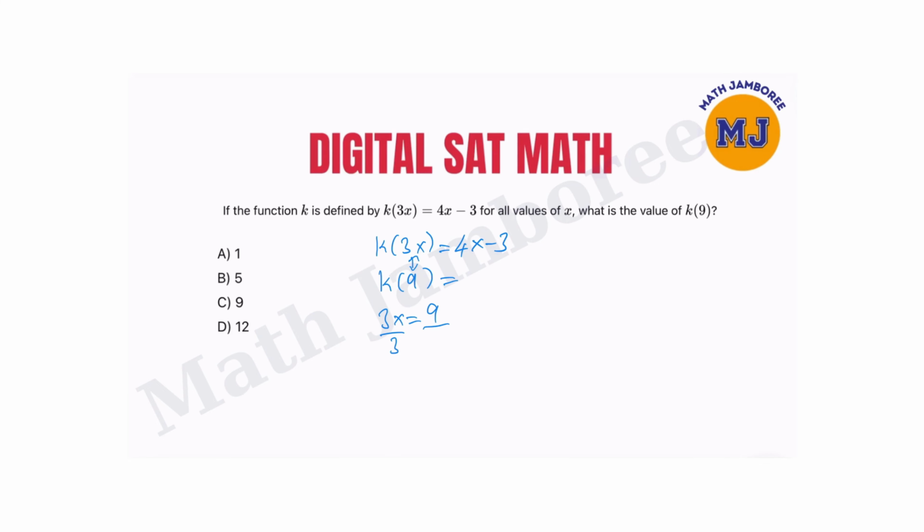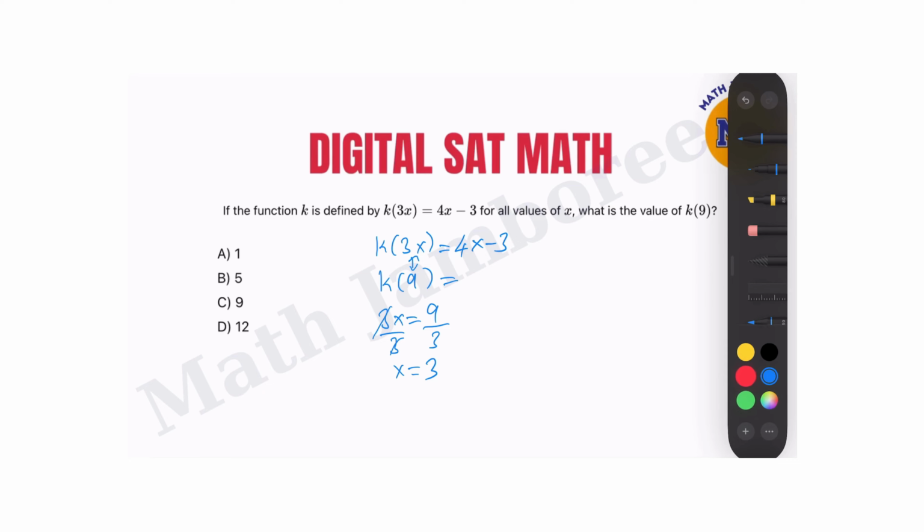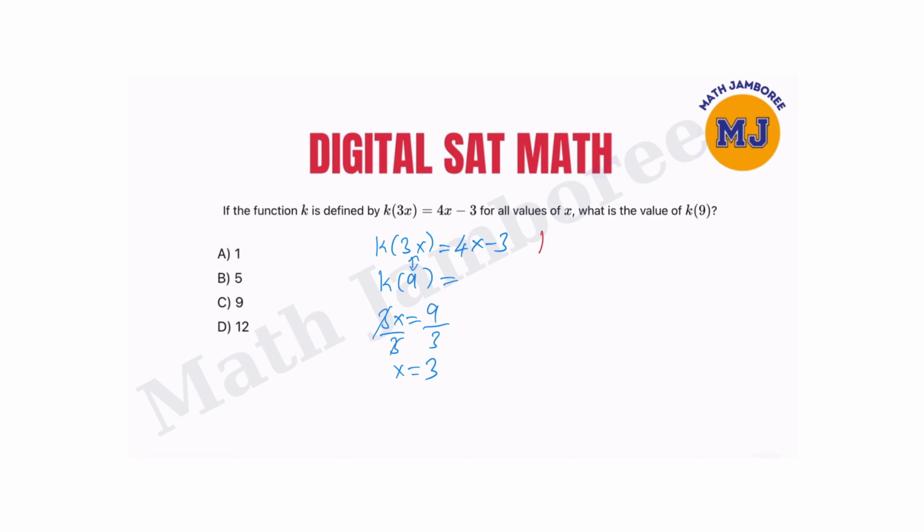And we will just divide both sides by 3. Then x will be equal to 3. So we will substitute this value for the x. So this becomes k of 3 times 3, equals 4 times 3 minus 3, and k of 9 is 4 times 3, which is 12, minus 3. Then k of 9 will be equal to 9. So our final answer for this specific question is choice C.